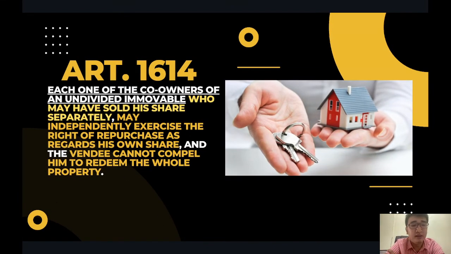Article 1614. Each one of the co-owners of an undivided immovable who may have sold his shares separately may independently exercise the right of repurchase as regards his own share, and the vendee cannot compel him to redeem the whole property. Ito naman, iba naman ito. Let's say for example, ABC inherited a piece of land from their ancestor. Huwag na natin pangalanan. Basta ABC. Okay, so they owned the portion of land. So sila, ang tawag mo sa kanila na herederos, na heirs, is co-owners. Sila yung may-ari ng property. Co-owners sila ng immovable. Hindi nila paghahatian kasi nga, immovable yan in undivided. Hindi pwedeng mahati. Okay?